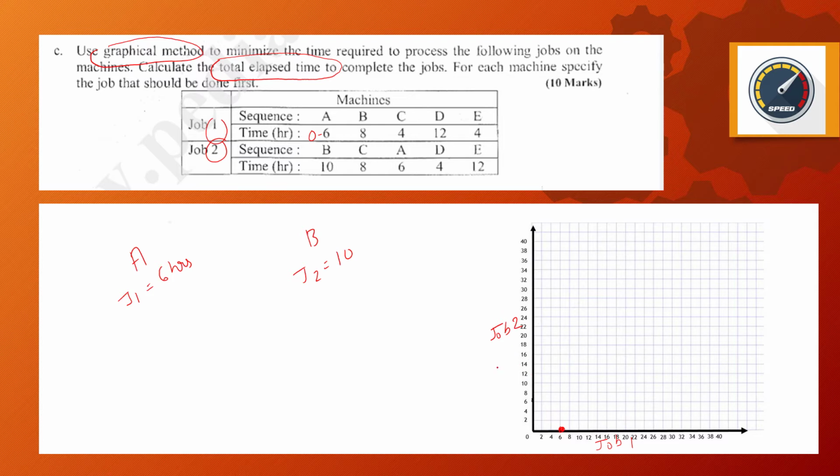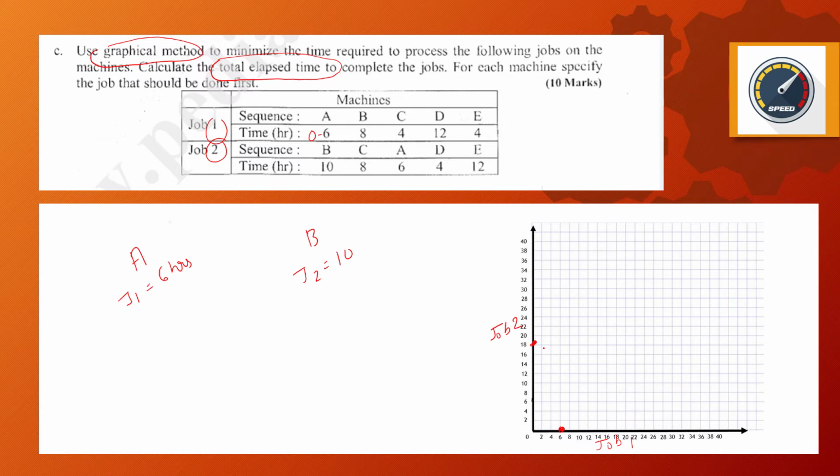But on job 2, that machine comes somewhere around here, which is after being processed on B and C, job 2 will come for A. At what time job 2 will come on A is 10 plus 8. So after 18 hours, job 2 will come to A. We need to mark that 18 hours here. From here the process will start.